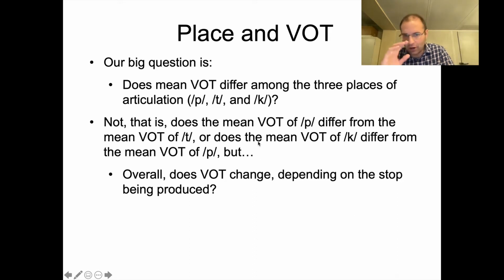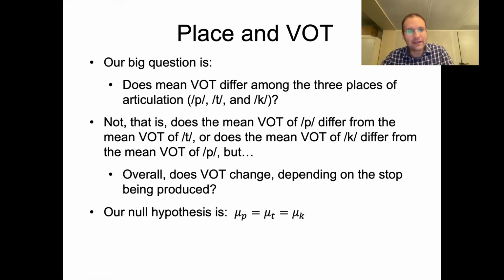We're just going to throw all 3 of them in there at once and then say our null hypothesis is that the mean of P is equal to the mean of T, which is equal to the mean of K. It doesn't make any difference if you're producing stops at one place of articulation or another. They're all across the board the same. Okay, that's our null hypothesis.